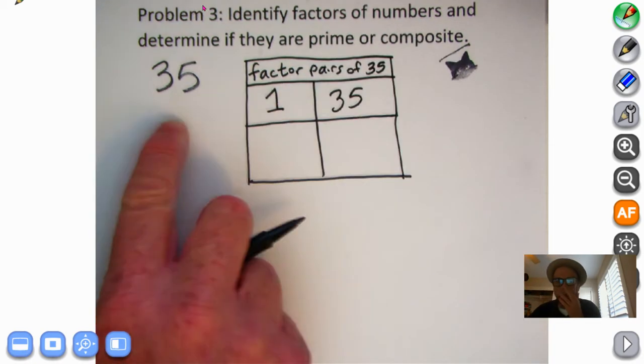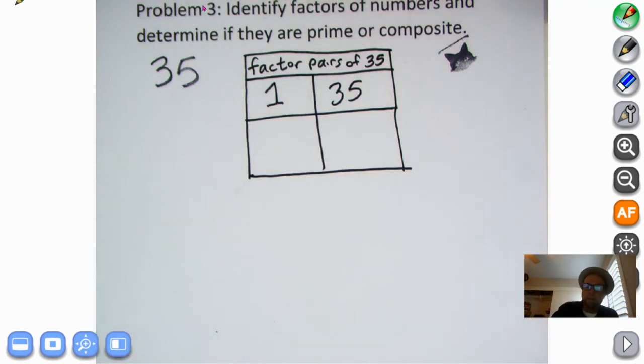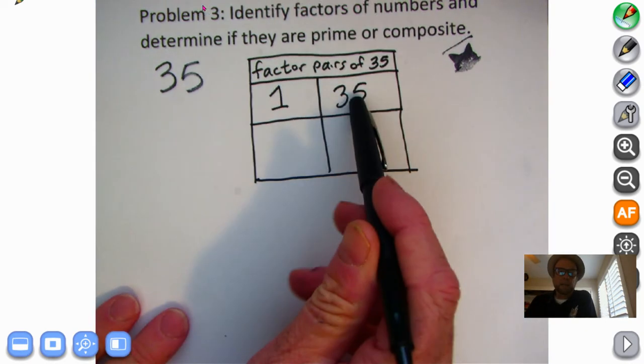And what else can be multiplied to reach 35? If you're struggling with this, you can always go to your multiplication chart in the back of your Avid agenda. And you can look around to see what times what equals 35.